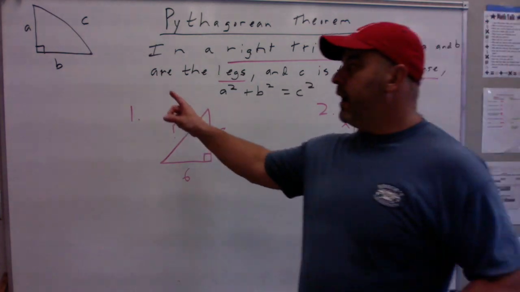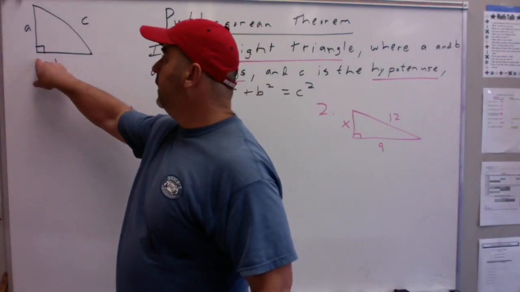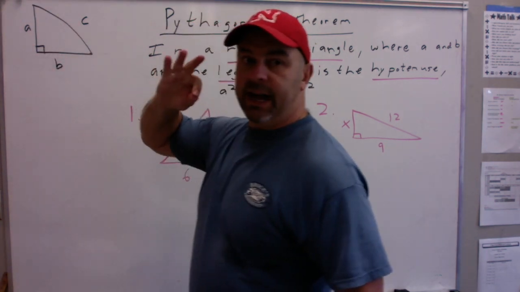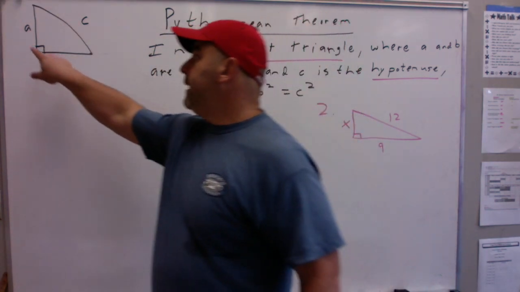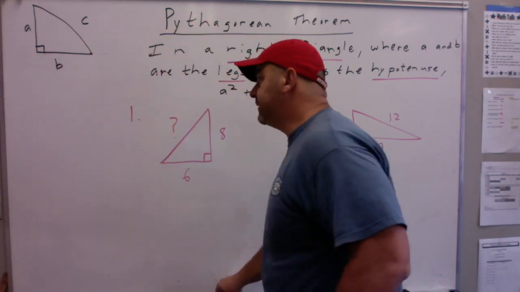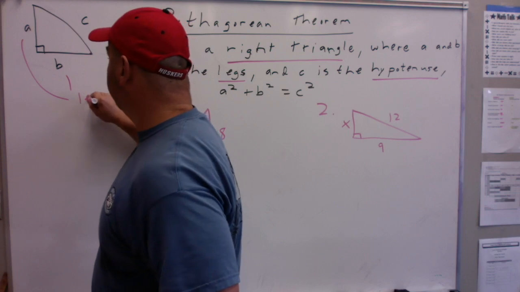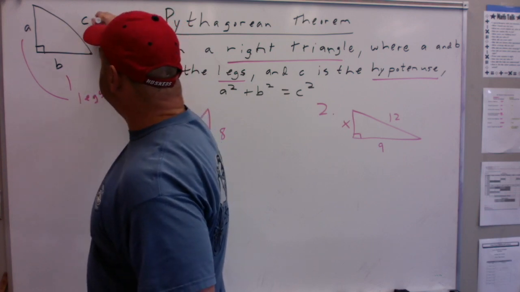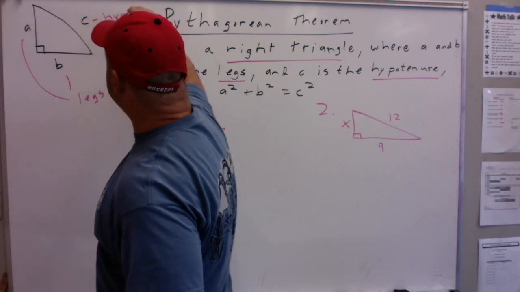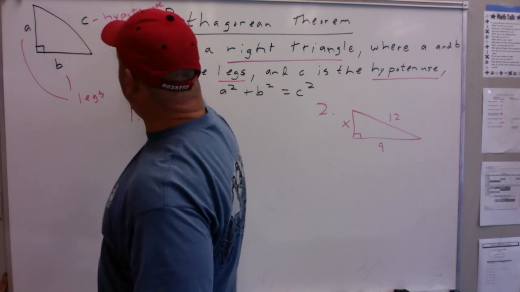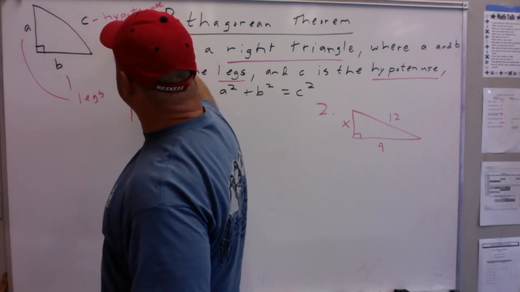In any right triangle, okay, here's the right angle, and this is the right triangle. A, B, and C are the three sides. A and B are what's called the legs, okay? They are the shorter sides, so they're called the legs. And C is what is called the hypotenuse, okay? And the hypotenuse is always the longest side.